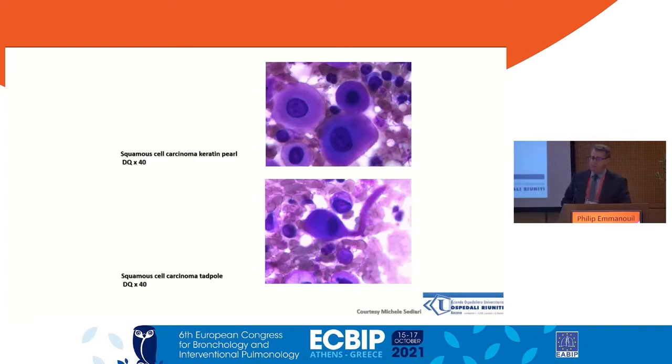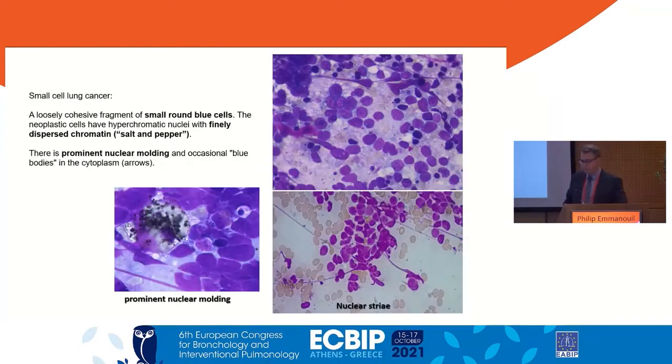There are some specific forms that can be infrequently seen, such as these keratin pearls we can see in the squamous cell carcinomas, or some tadpole cells, which are also common in squamous carcinoma, but the important thing is to see that the material is adequate. We do not aim for a diagnosis.